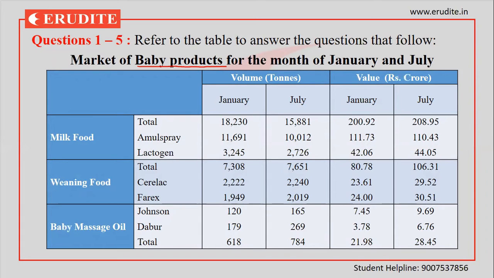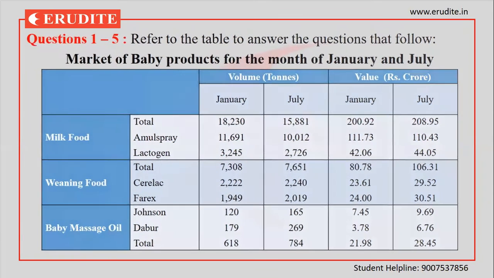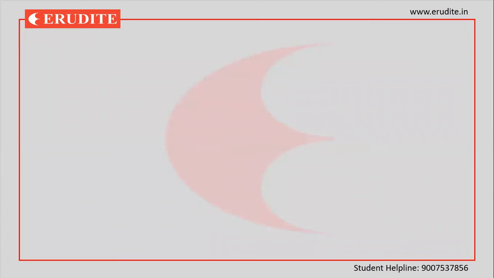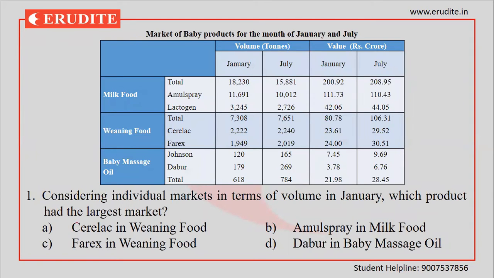Okay, let us go for our question first. This is our first question that we need to understand and solve. Here it has said that considering the individual market in terms of volume in January, this is important. Volume in January, this is volume and this is January. So basically, considering individual market in terms of volume in January, which product had the largest market?